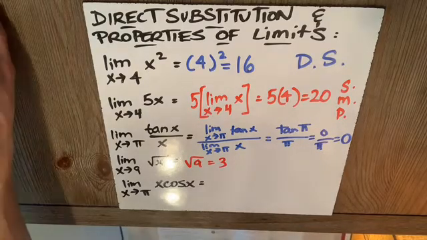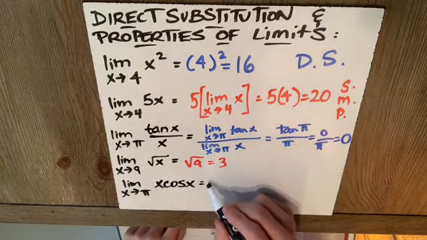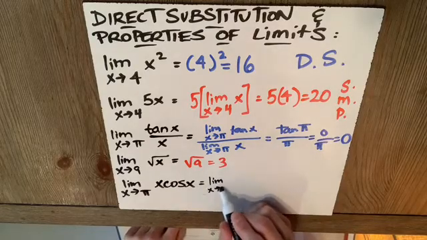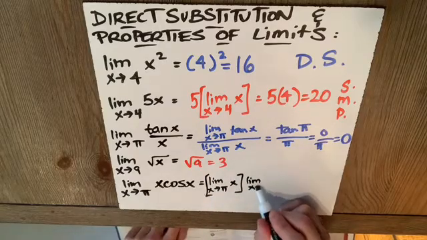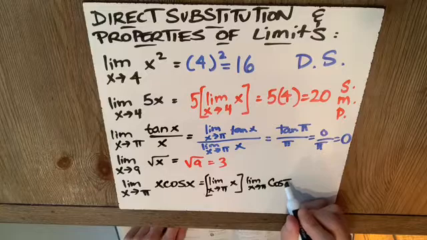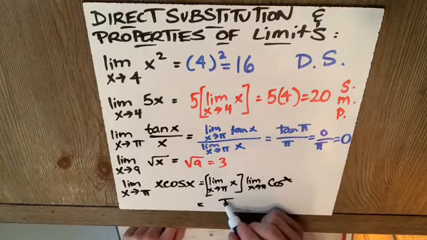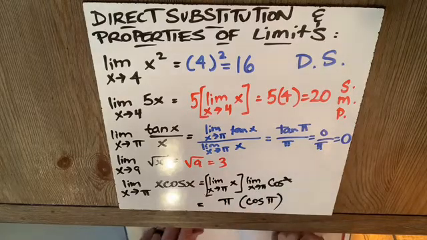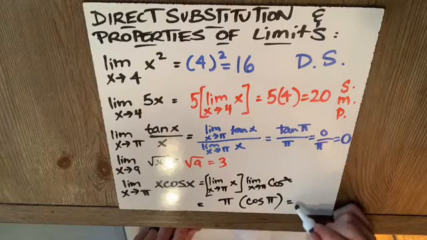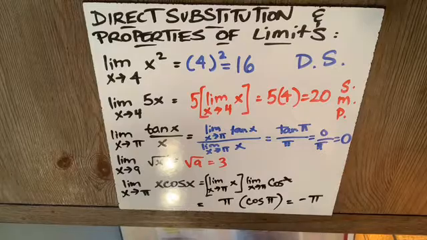And this last one at the bottom, x cosine x, we can use the product property, which says this is the limit as x approaches pi of x times the limit as x approaches pi of cosine of x, which of course will give us, if I use direct substitution, pi times cosine of pi. I use direct substitution twice. Now I know cosine pi is -1, so I get negative pi. Isn't it great to be a second semester student and know immediately cosine pi is -1?